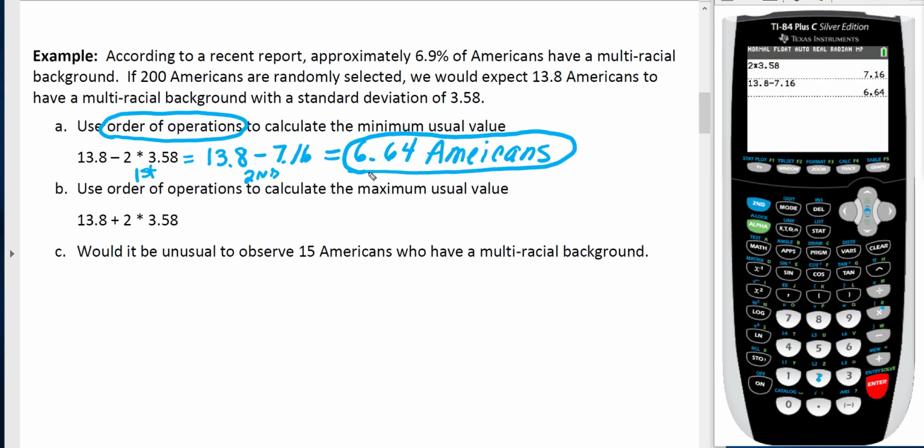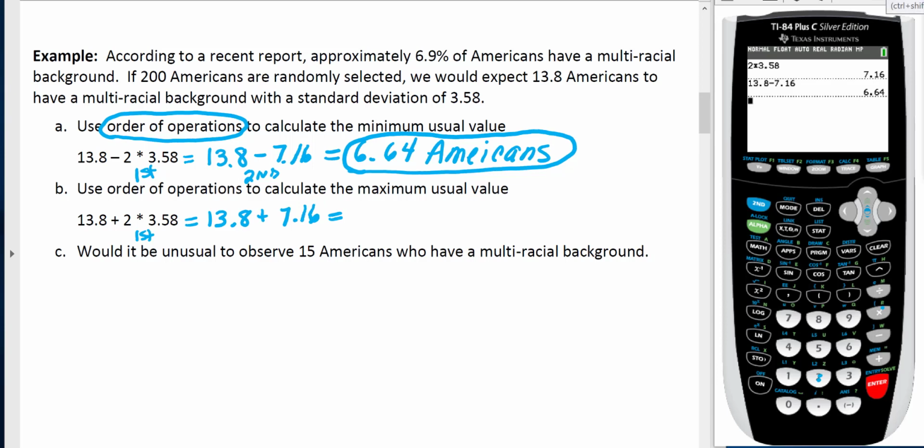Next, use the order of operations to calculate the maximum usual value. So instead of the minus, we're going to do the plus part: 13.8 plus 2 times 3.58. So again, first we're going to have to do the order of operations and do multiplication first. We already know the answer from above. So this will be 13.8 plus 7.16. When it says require work, this is the work that's expected to be shown.